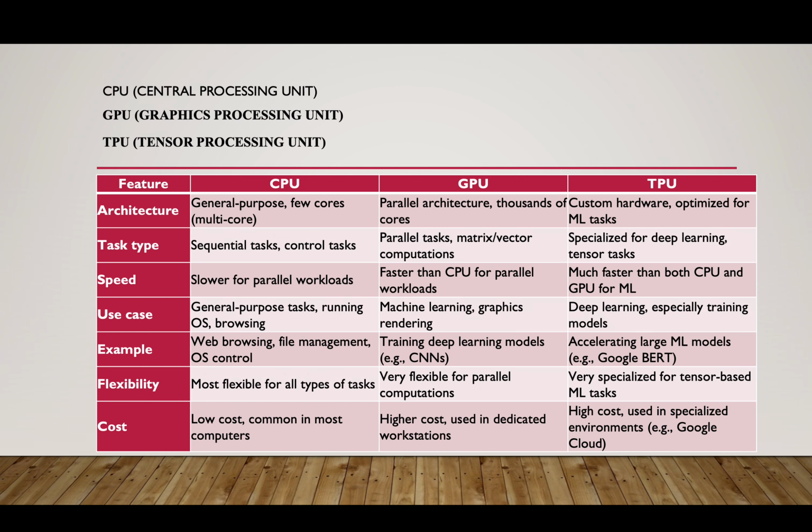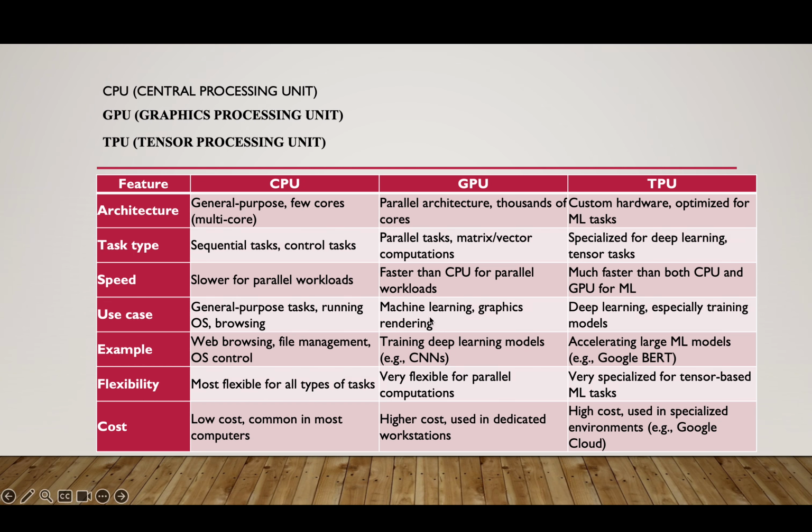Now coming to speed: the CPU is slower for parallel workloads, the GPU is faster than the CPU for parallel workloads, and the TPU is much faster than both CPU and GPU for machine learning. From a use case perspective, the CPU is for general purpose tasks, running the operating system, and browsing; the GPU is for machine learning and graphics rendering; and the TPU is for deep learning models.